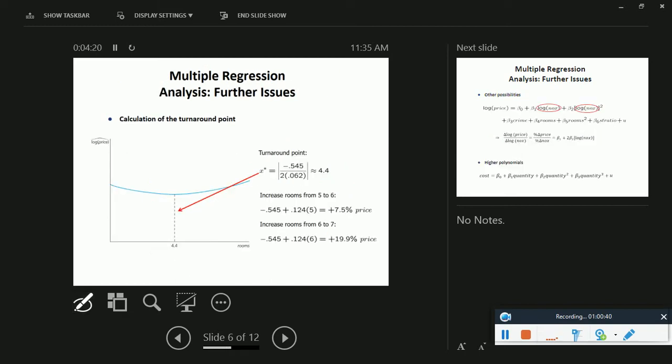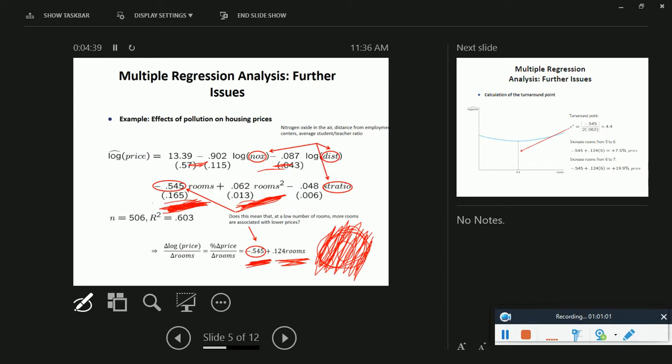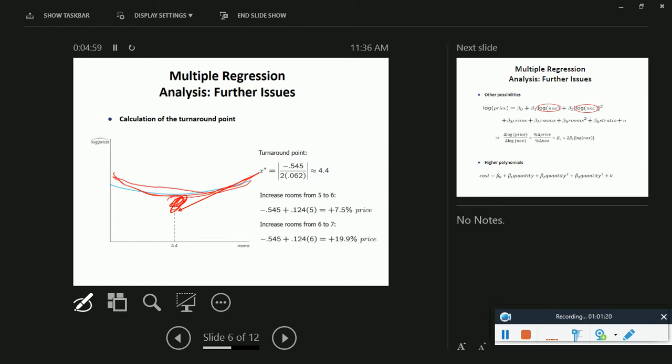You're right. So let's look at this. The curve would look like this, and we get a minimum value. Okay, and the minimum value is when they have set the first order condition to be 0. So what's the first order condition? Negative 0.545 plus 0.124 rooms equals 0, and that's how you will get 4.4, right?